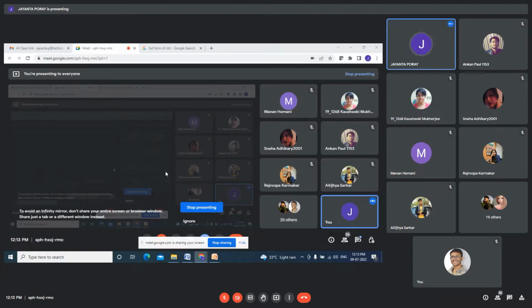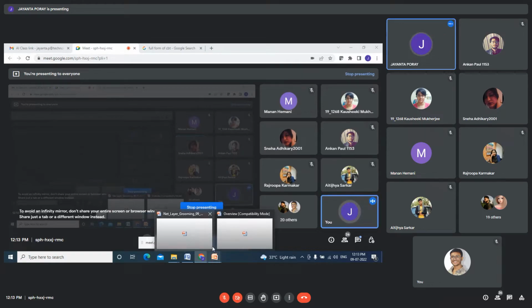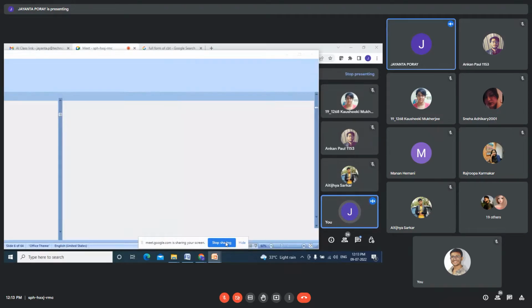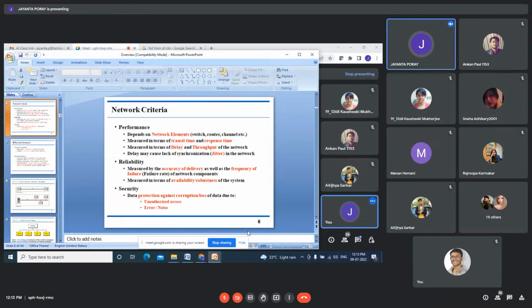Okay, Sneha, is it understood a little bit what piggybacking is and how this is related to our discussions about the response time and transit time? Yes, yes. Because that is the topic of response time and transit time, and that is the application of that.